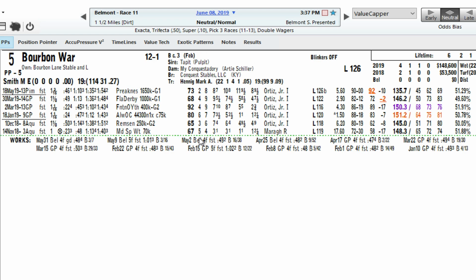Okay, that's my mindset. Bourbon War is another dedicated closer. I think it might be too far back. I fancy this to be part of the exotics in the Preakness. I wound up not using it too much because it got bet down to 6-1. I was expecting much better price in it.